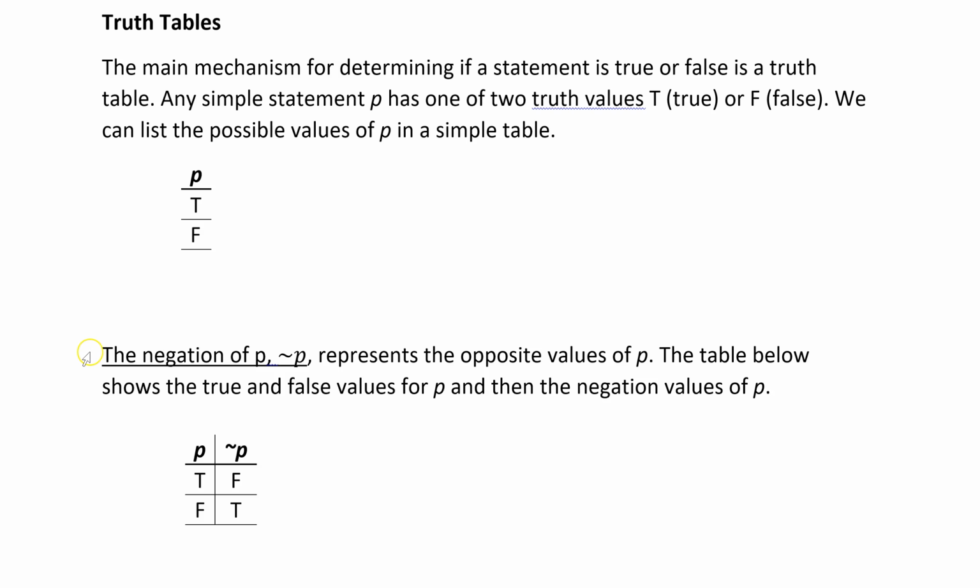So the next building block is the negation of P. The negation of P is written tilde P. It represents the opposite values of statement P. So in the table below, on the left, I have statement P. If the statement is true, then the negation of P is false, or the opposite of P. And if P is false, then the opposite is true.